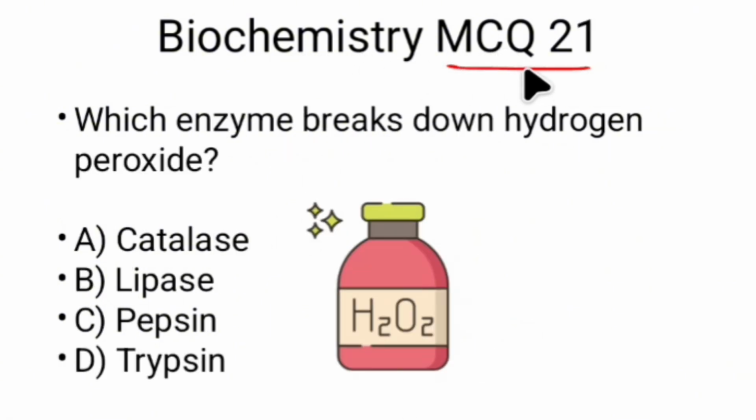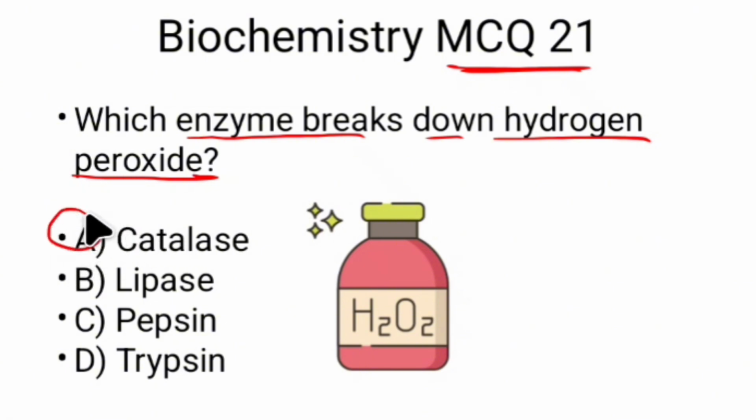Question number 21. Which enzyme breaks down hydrogen peroxide? The correct option is A. Catalase, an enzyme which breaks down hydrogen peroxide.